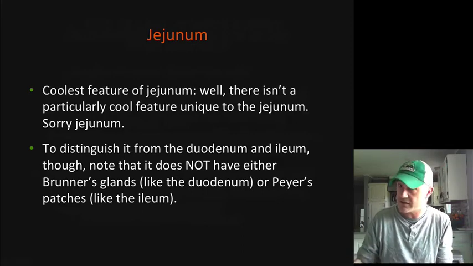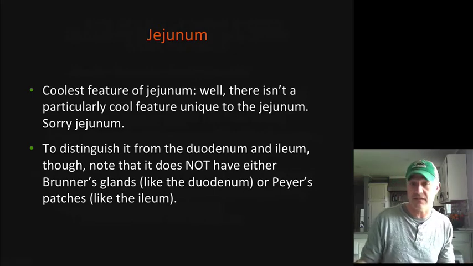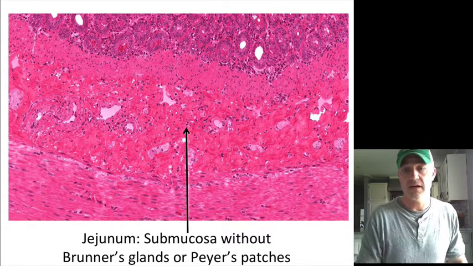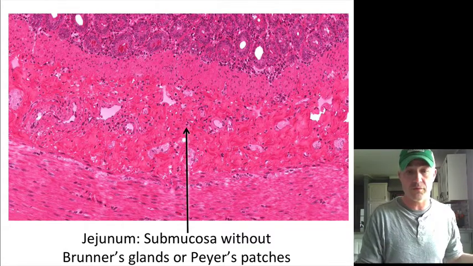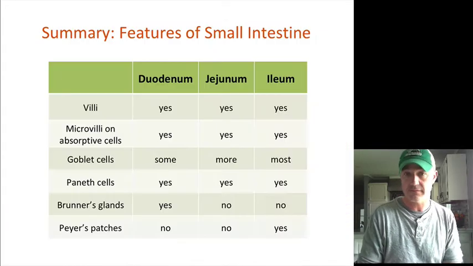So that's the villi, all the other stuff that we'd see in the intestine, but that submucosal layer does not have anything that makes it distinct. And you can kind of see this here. No Brunner's glands, no Peyer's patches, just a normal submucosal layer.